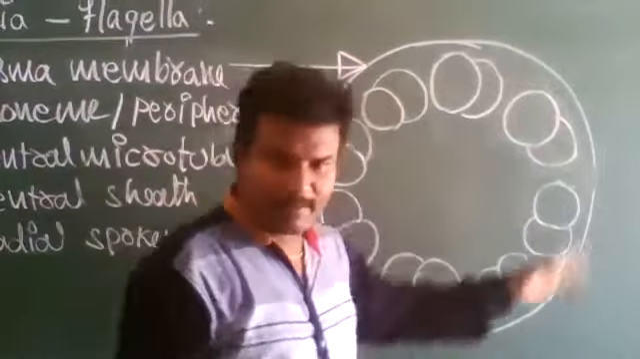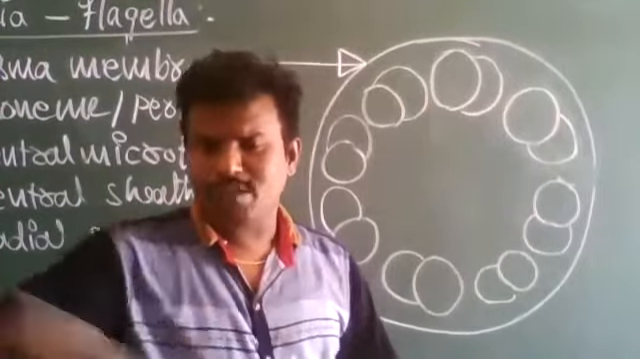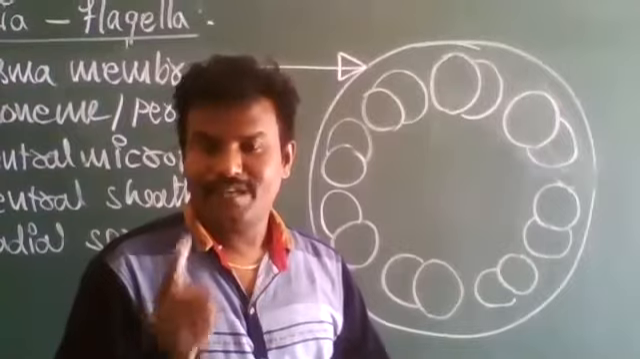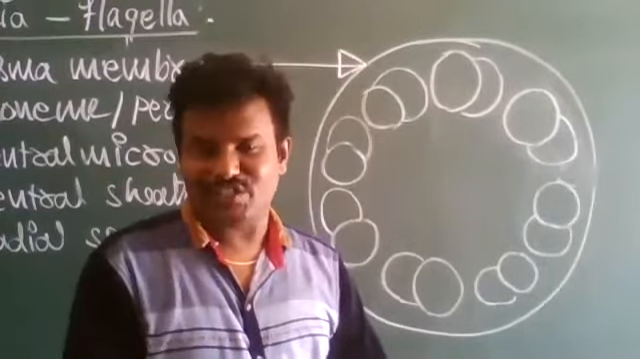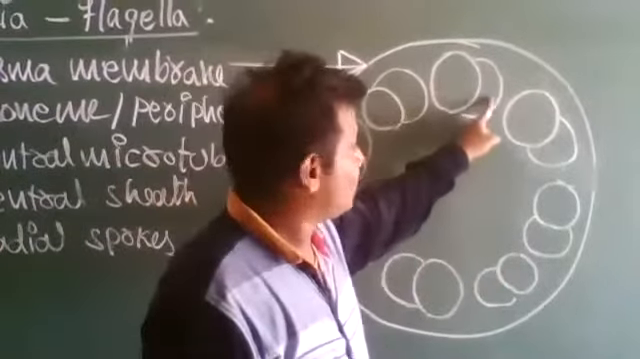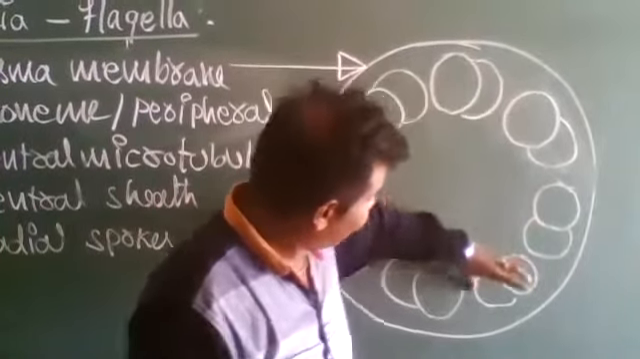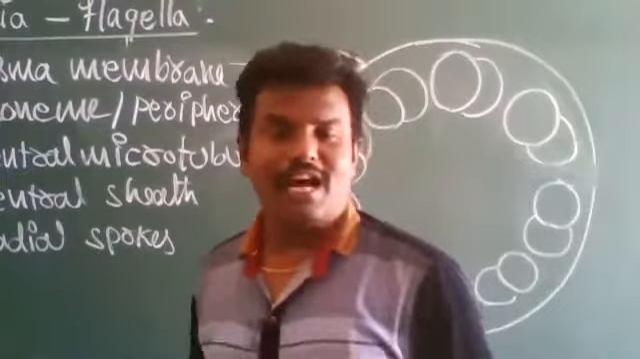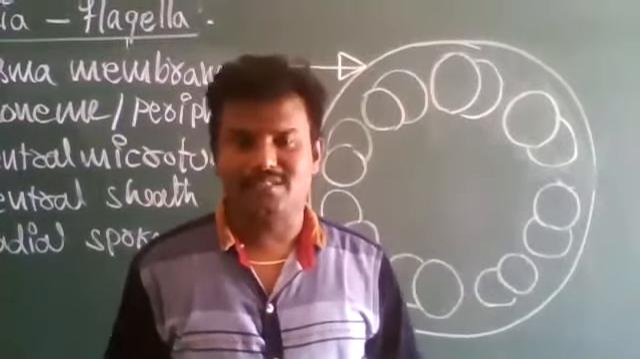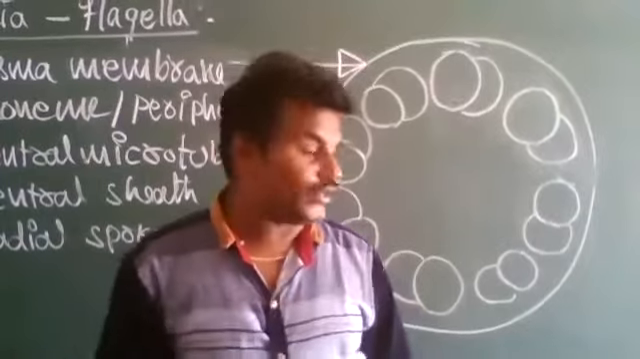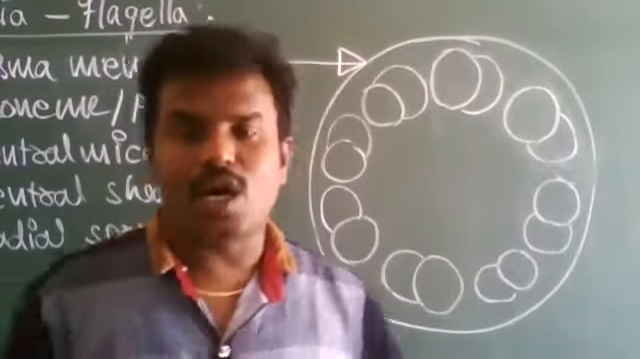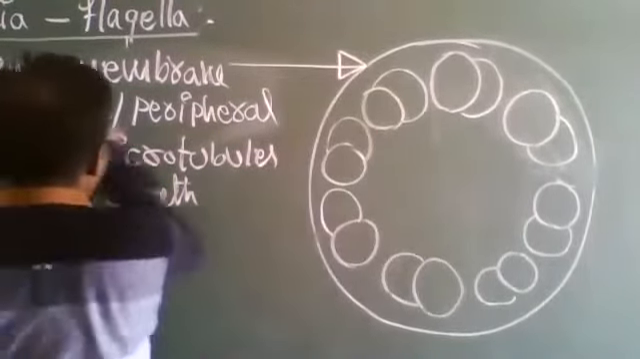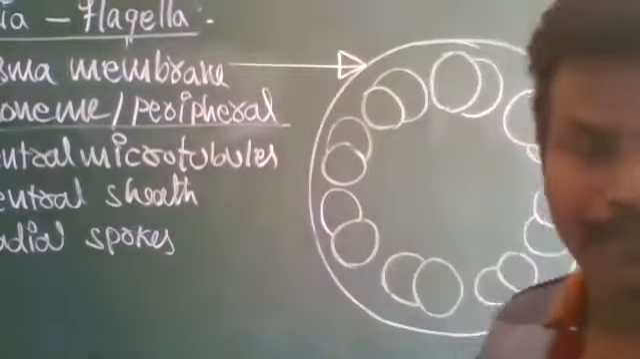Inside the plasma membrane there is a core called axoneme. The axoneme is also called peripheral microtubules. There are 9 pairs of peripheral microtubules arranged in the form of doublets. Those 9 doublets are radially arranged. They are called peripheral microtubules. That is the second heading.